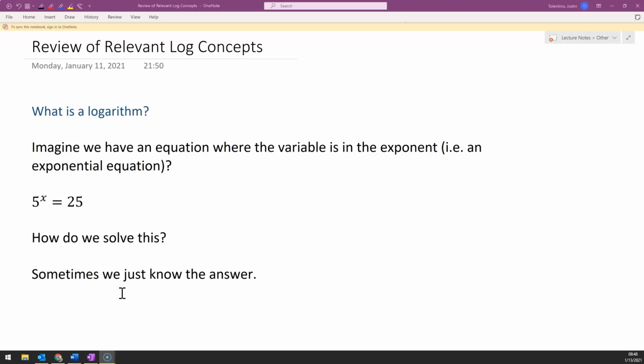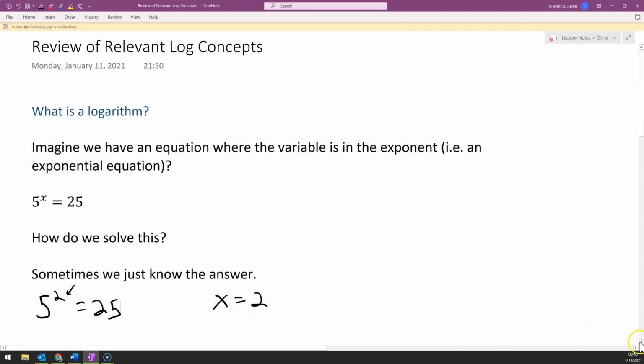So imagine we have an equation and our variable that we're trying to figure out is in the exponent. Well, how do we solve this type of equation? Something like this, where I'm saying 5 to some power is equal to 25, sometimes we just know the answer. Because I know that 5 squared is equal to 25, because 5 times 5 is 25. Well, then that means my x must be equal to 2, right? Because that's the exponent that gives me 25.